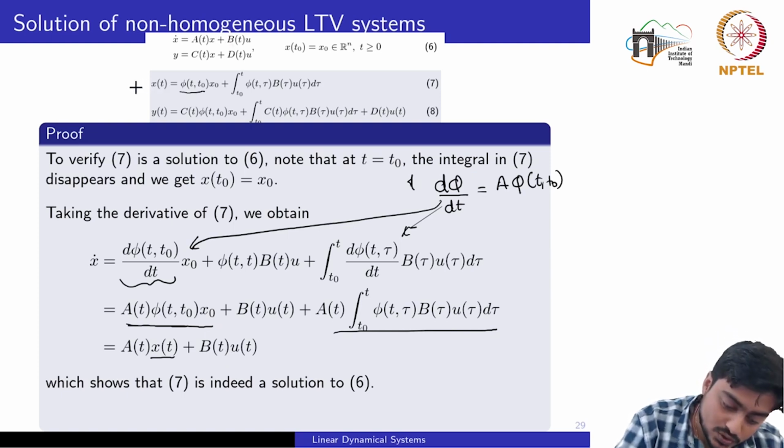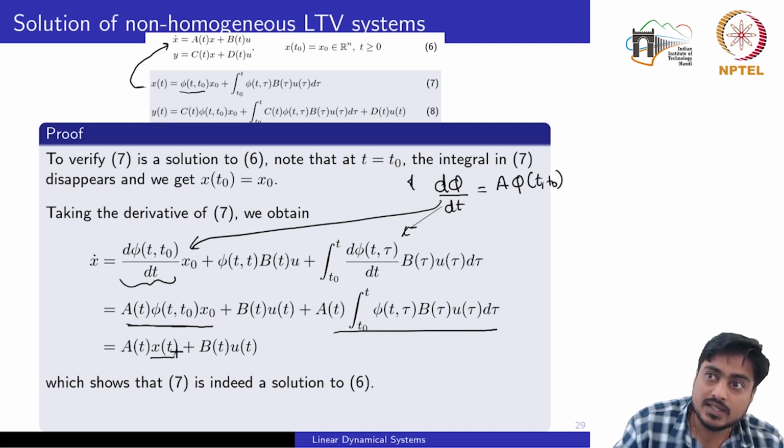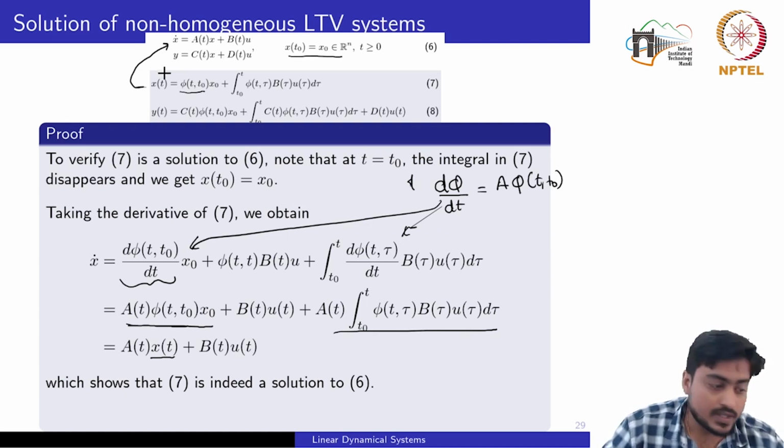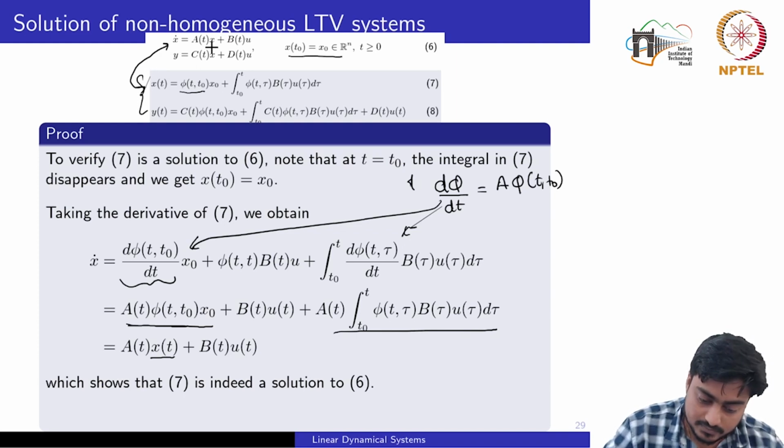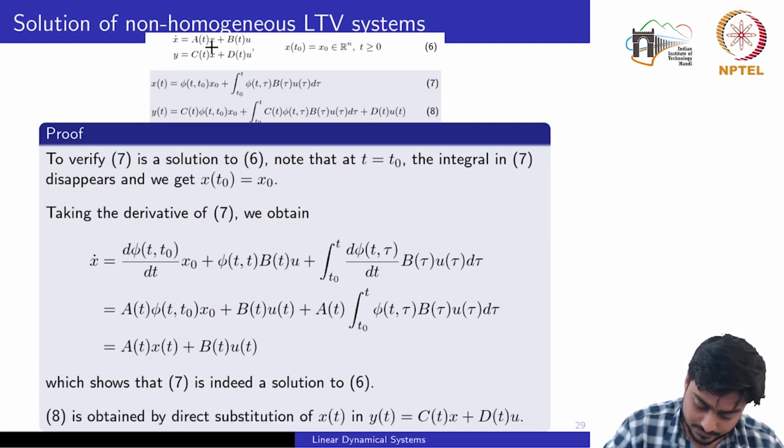So when we put this solution into the left hand side of this equation, it becomes equal to the right hand side, meaning to say that this solution satisfies this equation plus it satisfies the initial condition as well. Okay, and simply if I put this x of t here in the right hand side, it would become equal to the left hand side. So we can say that this x(t) and u(t) is basically the solution of this linear time varying system. So this is straightforward, that y(t) is obtained by direct substitution of x(t) in y of t.